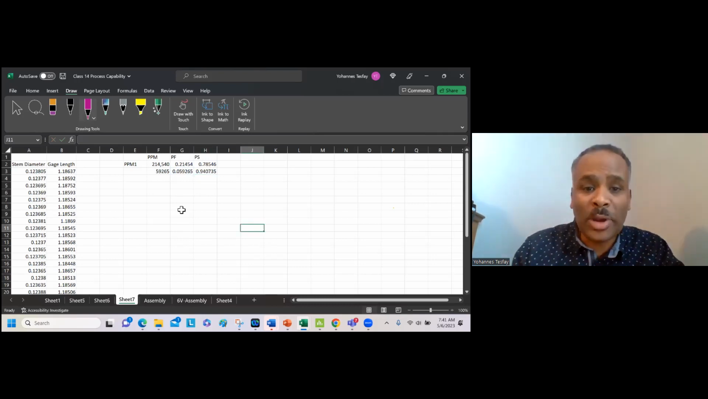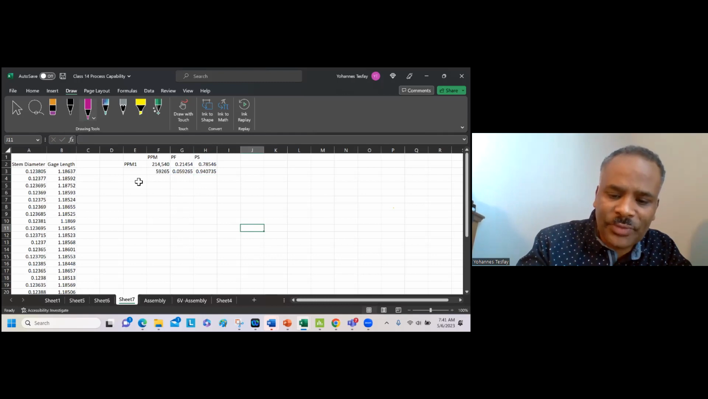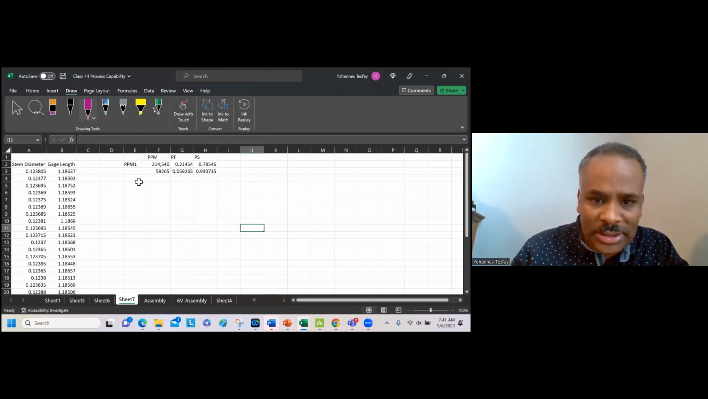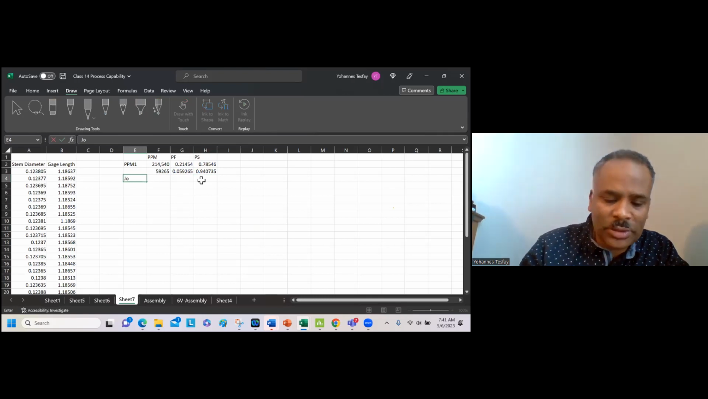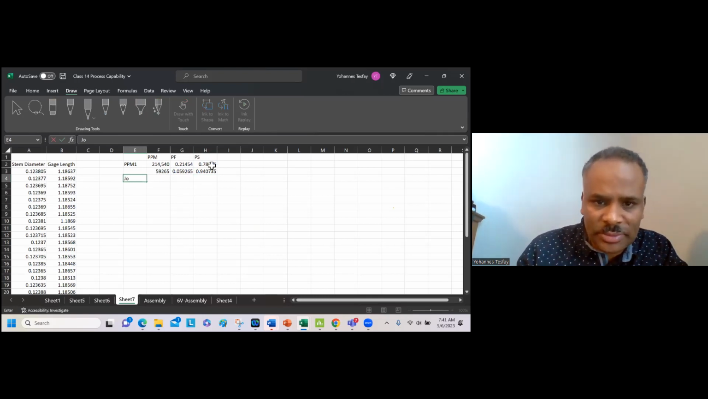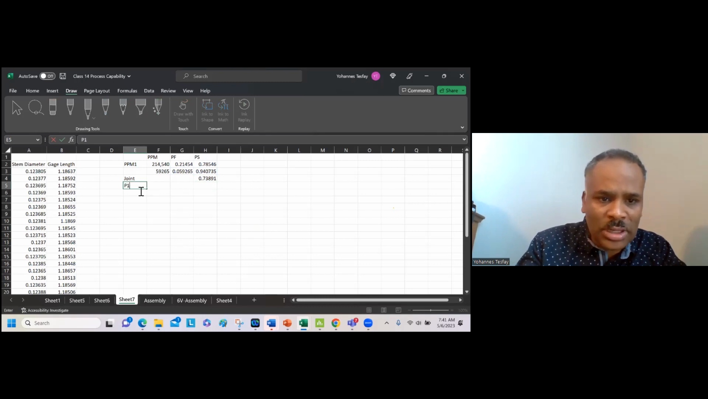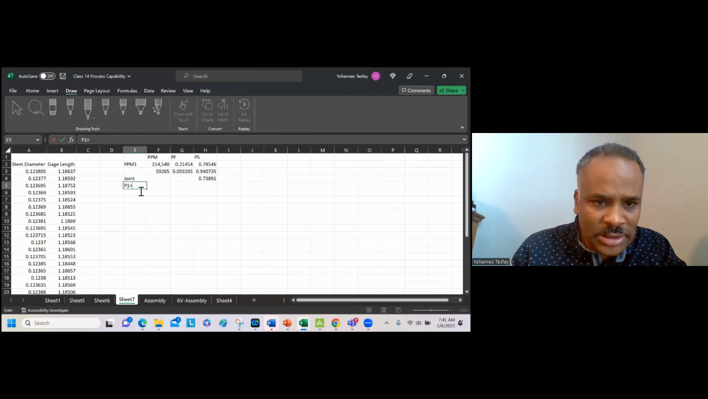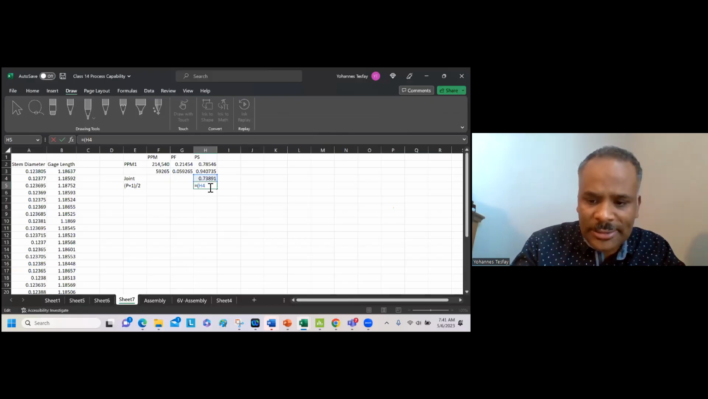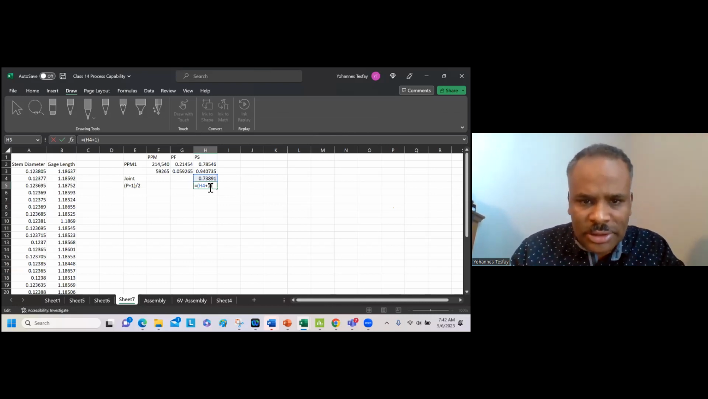You see? Now, what is the joint probability? The joint probability is equal to this one times this one. That's the joint probability. Then what's the value of p plus 1, divided by 2, isn't it? That is what we calculated earlier. Plus 1, divided by 2. This is what it is.